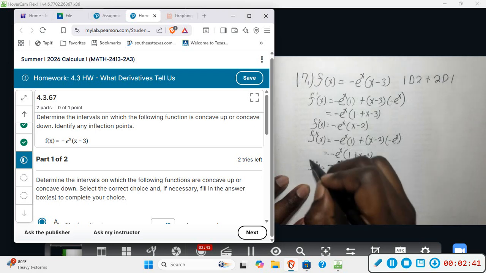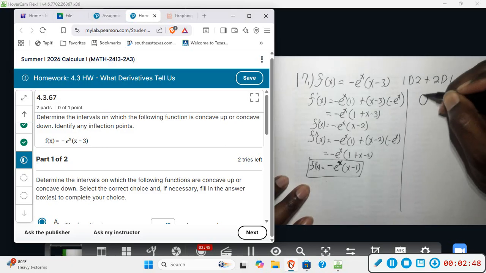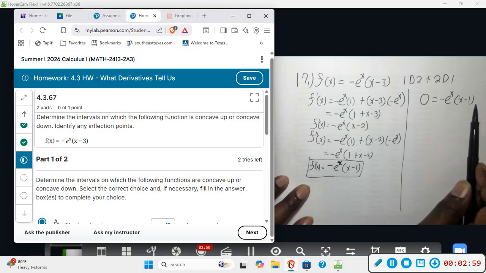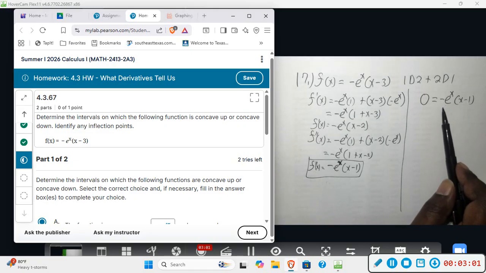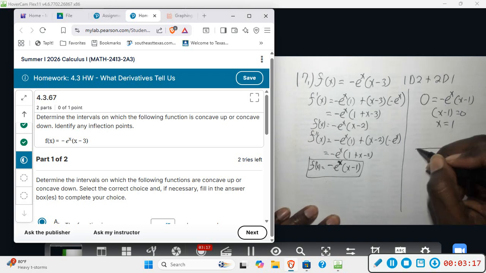second derivative. We're going to take this function, factor it, set it equal to 0, find the critical values. Say 0 equals negative e to the x, x minus 1. So this function will equal 0 if this equals 0 or this. E to the x will not equal 0. It's not in the domain. So we'll get a critical value from x minus 1 equals 0. Add 1 and we get x equals 1. So we have one critical point.